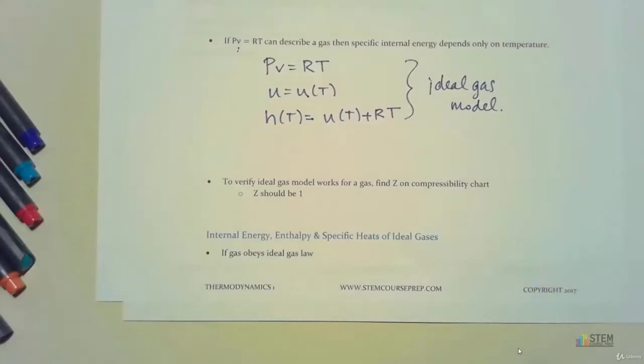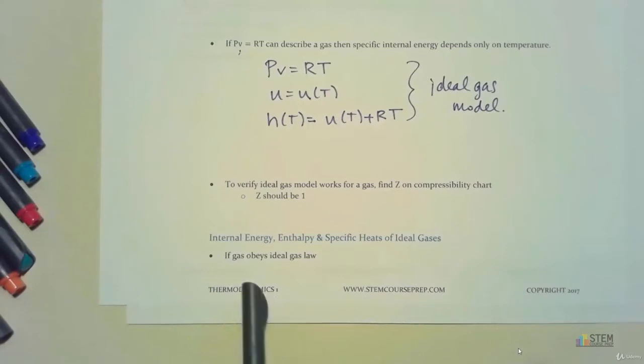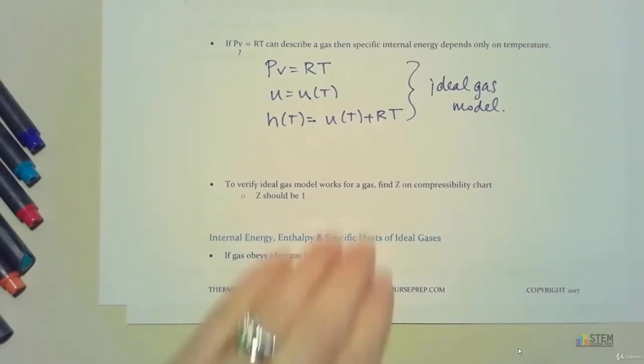In our last video, we were talking about the generalized compressibility chart and how you can find your compressibility factor, capital Z. If it was equal to 1, you could say you have an ideal gas, and then we could use the ideal gas model. Now, let's expand on that and get a few more equations. If our gas obeys the ideal gas law, then we're going to be able to develop the following set of equations.